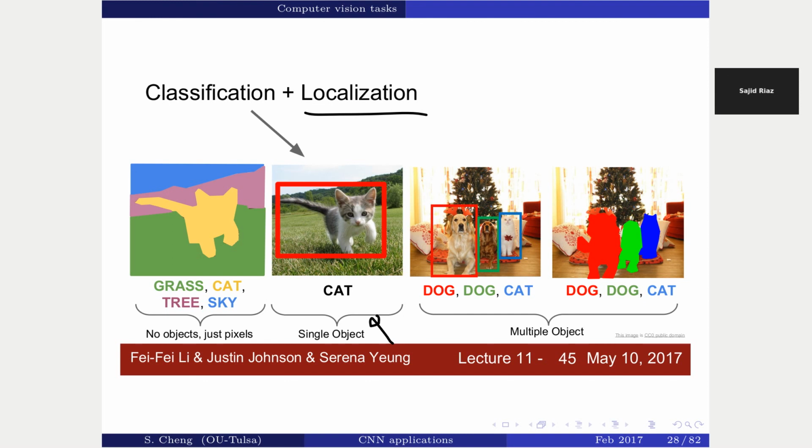So what's the output for localization? What do you think? If I want to localize this cat, how many bits or bytes of information, or how many values, do I need to localize this cat? Let's say I just need the bounding box here.